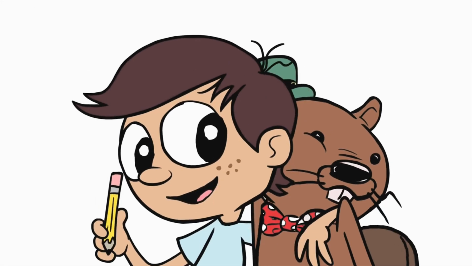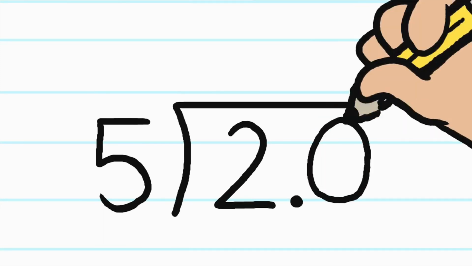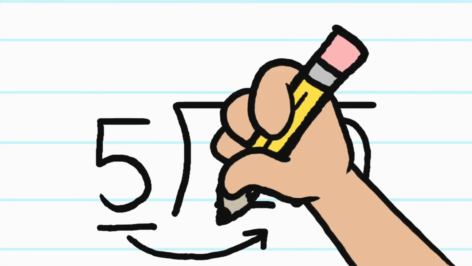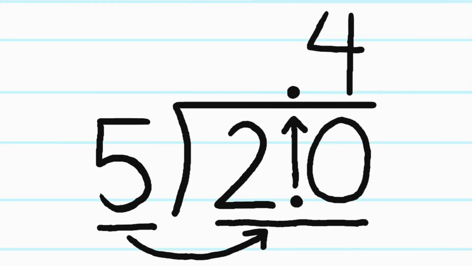I said, listen, here's how it's got to go. Just write a decimal point followed by a 0. Then 5 goes into 24 times, and the decimal point jumps up on the line.